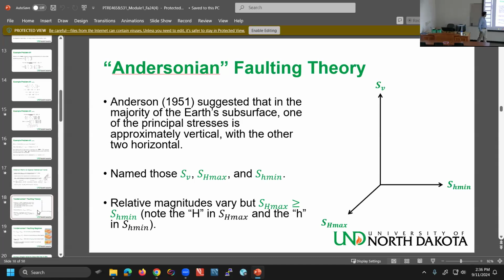Sometimes, if you see the word confinement, confining, or horizontal confining, it involves the horizontal stresses. And if you see the word overburden, think of SV. It means the vertical. So when you see confinement, you think of SH max and SH min. When you see overburden, you think of SV.